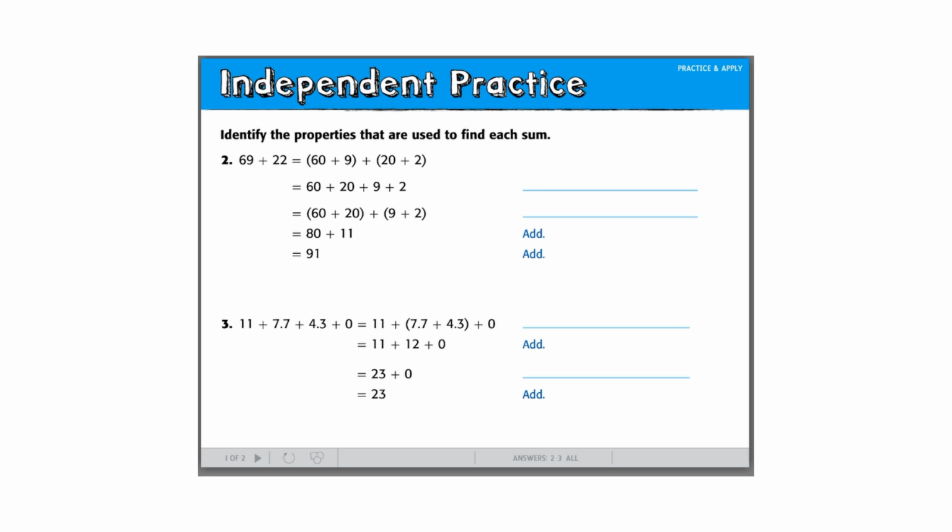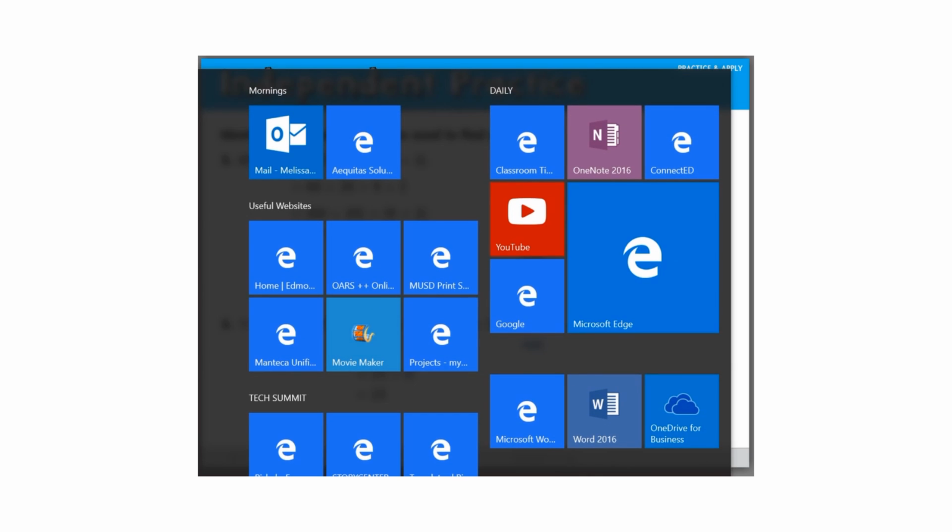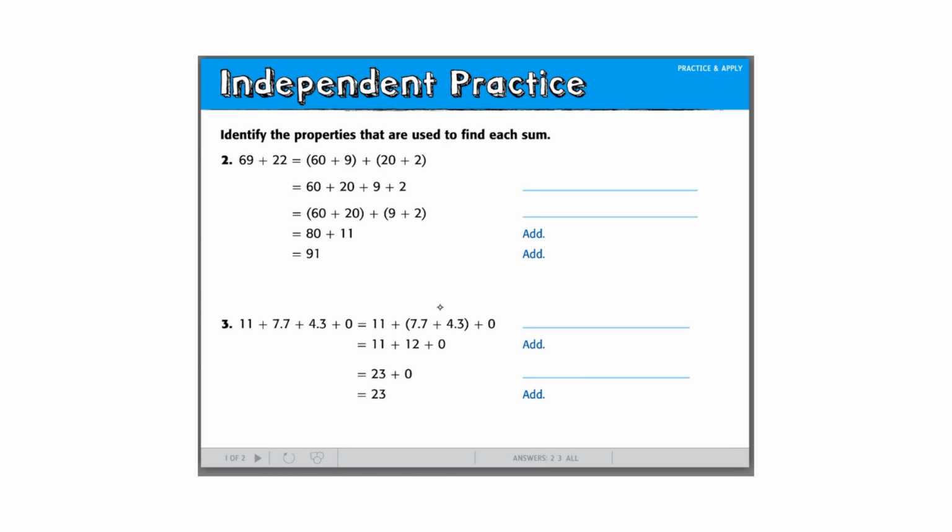Then they decomposed the 69 and made it 60 plus 9. Decomposed the 22 and made it 20 and 2. Then they reordered the numbers. What did I do when I reordered the numbers? Because look, right here there is no line. Right here is where they did something. This is where the line is. That's where they reordered the numbers. So Nolan, what would that be called? That would be commutative.